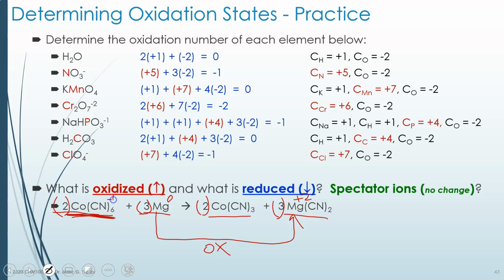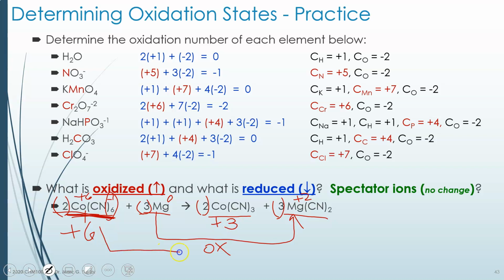And we know each cyanide is -1. Well, 6 times -1 is -6. We have 1 cobalt, so this must be +6. And therefore we know the cobalt is +6 here, but the cobalt is only +3 here.